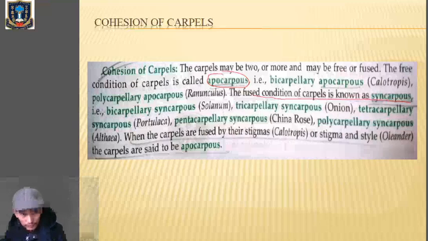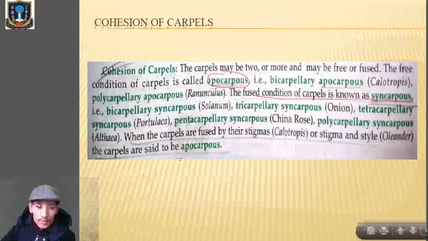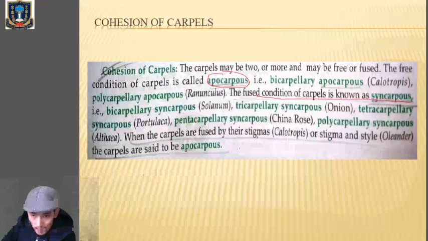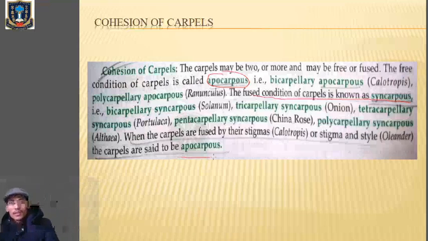Clear? That is bicarpellary syncarpous, tricarpellary syncarpous. So syncarpous generally means fused carpels. Apocarpous means when the carpels are free, and syncarpous means when the carpels are fused. Just remember this thing. When the carpels are fused by the stigma and style, then the carpels are said to be apocarpous. One more time. When the carpels are fused by the stigma or by stigma and the style, then it is called apocarpous. So remember this thing also.